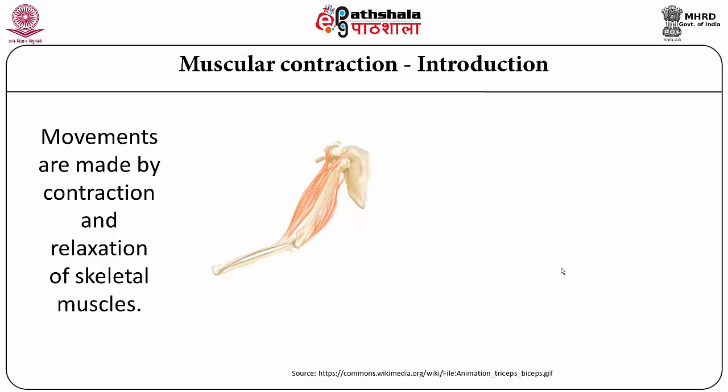Look here, there is a movement of the elbow on the screen. There are two muscles, one is biceps and another is triceps. The flexion of the elbow is going on. After the flexion, there is extension of the elbow. So during flexion, the biceps muscle is bulging out, and during extension, the triceps muscle is bulging out.